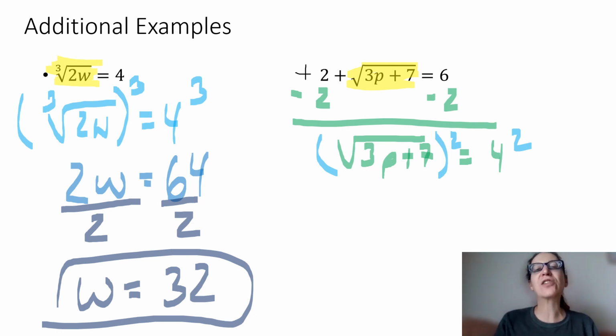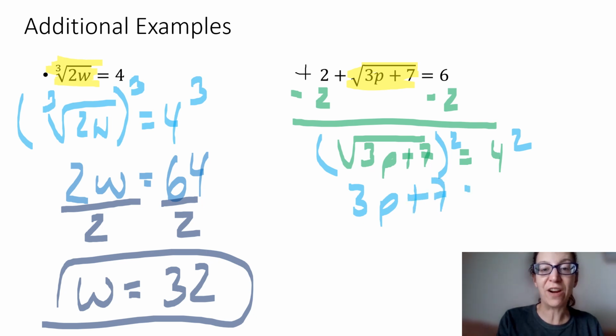Now, remember that squaring is just going to deal with the square root. The square root and the squaring are going to cancel each other out, and I'm going to be left with the 3p plus 7, but I'm not doing anything with the 3p and the 7. Okay, they are still there. And then over on the right, I have a 16.